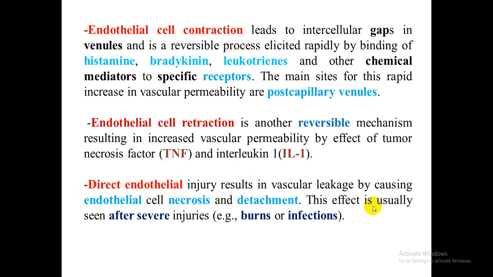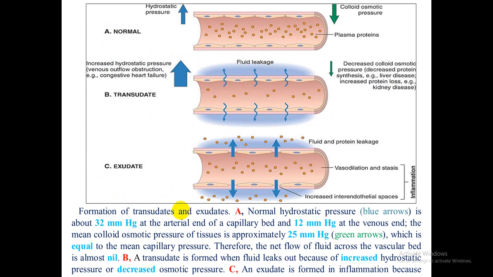This effect is usually seen after severe injury such as burns, or infections that produce toxins, severe toxic secondary metabolites of infectious agents, which will result in direct injury or necrosis and detachment of endothelial cells, resulting in increased vascular leakage of protein-rich fluid into interstitial tissue.